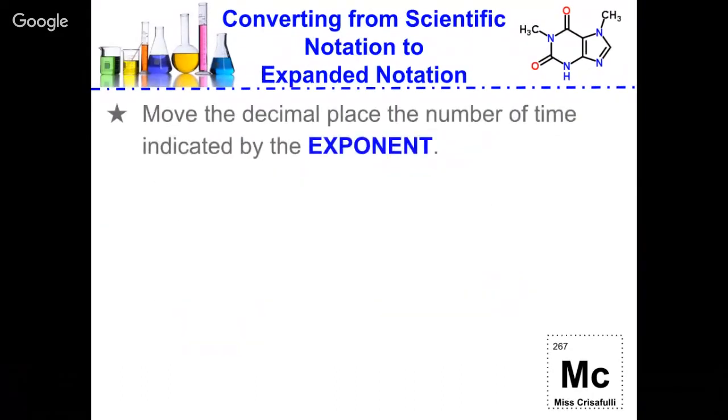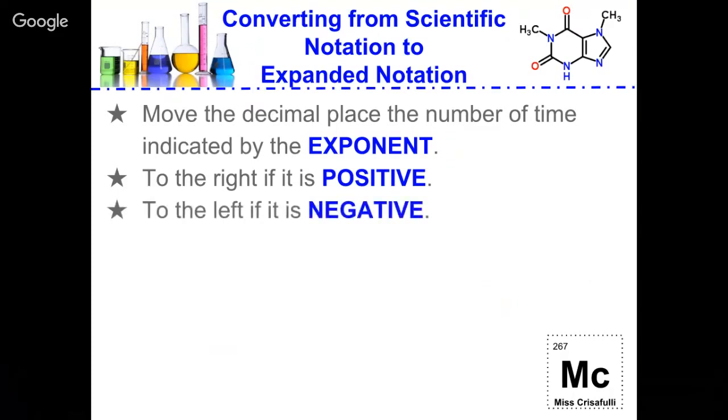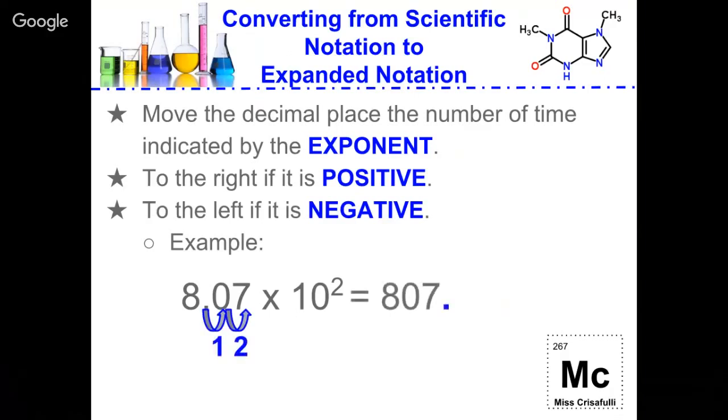Now you move the decimal point the number of times indicated by the exponent. That's how you go from scientific notation to expanded notation. You're going to move to the right if your exponent is positive, and to the left if your exponent is negative. So let's look at an example: 8.07 times 10 to the 2nd. It's times 10 to a positive 2, which means we're going to move our decimal point to the right, once, twice. So our number in expanded notation is going to be 807.